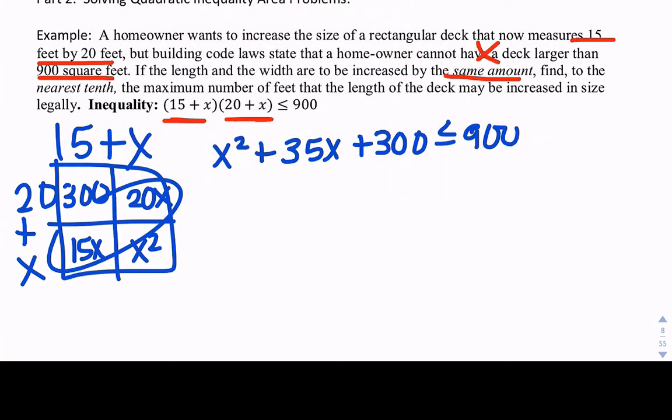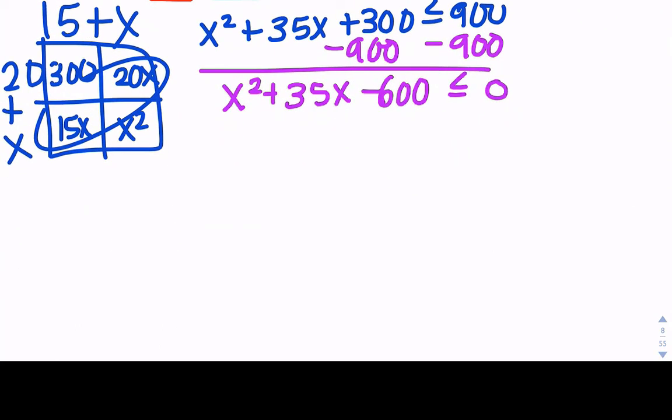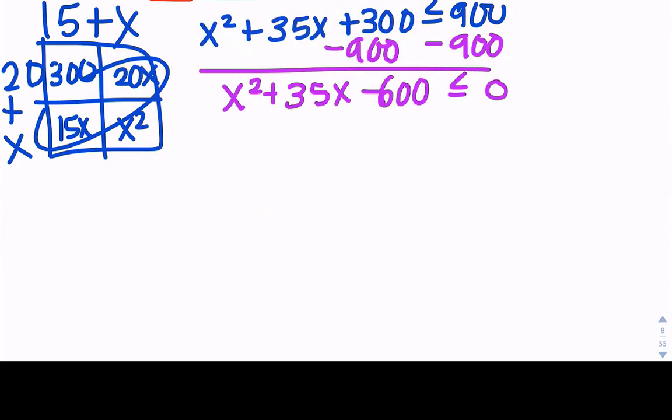So the first step is, if it's a quadratic and we want to solve, get 0 on one side. We'll subtract 900 from each side. We get x squared plus 35x minus 600. When is that less than or equal to 0? Okay, from here you could factor, try to use a box and circle or quadratic formula. Big numbers, I like to stick it into quadratic formula, so let's do that.